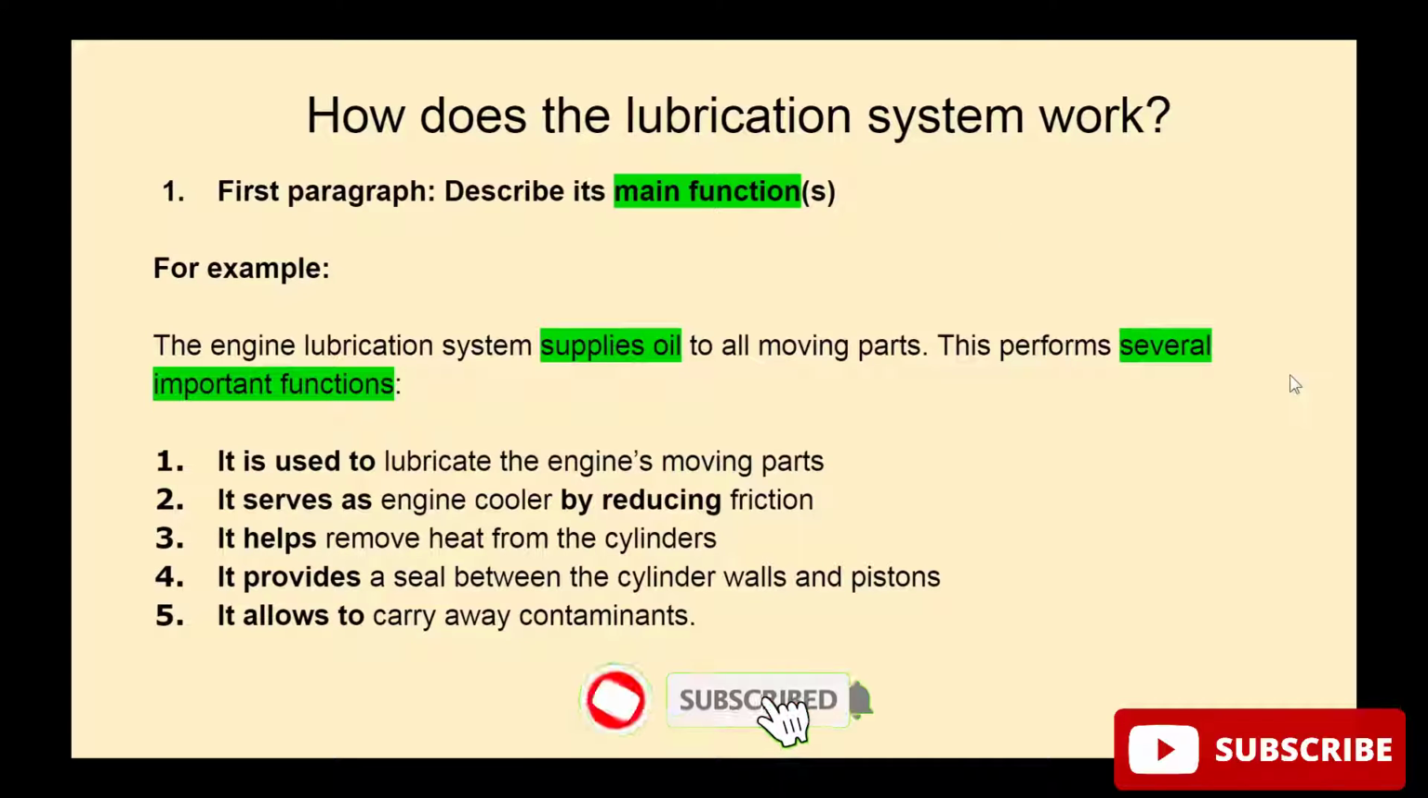For example, the engine lubrication system supplies oil to all moving parts. This performs several important functions. It is used to lubricate the engine's moving parts. It serves as engine cooler by reducing friction. It helps remove heat from the cylinders. It provides a seal between the cylinder walls and pistons, and it allows to carry away contaminants.